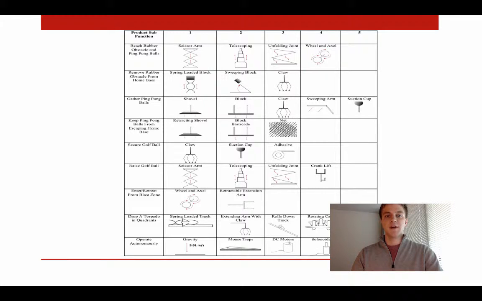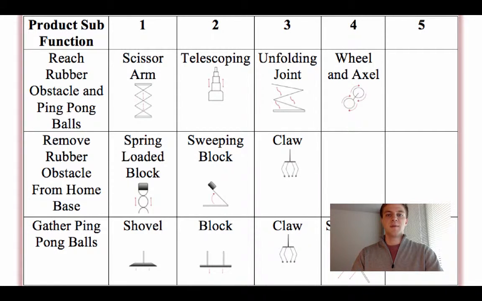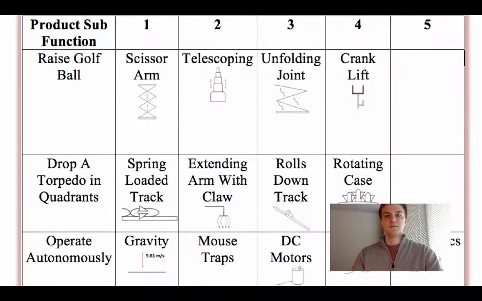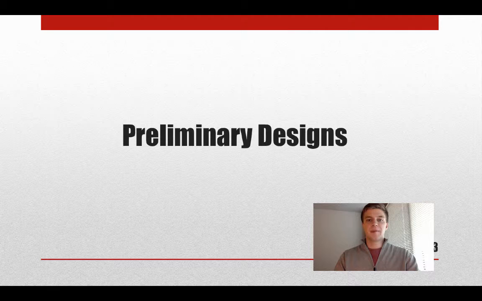In our morphological chart, in the furthest left-hand column, you'll see our most detailed subfunctions from our function tree. In the right-hand columns, you'll see possible design solutions for those specific subfunctions. As I continue on, you'll see a little bit of a more detailed view of what those design solutions may be. These design solutions will then be used in different combinations to create our preliminary designs. Let's move on to our preliminary designs.